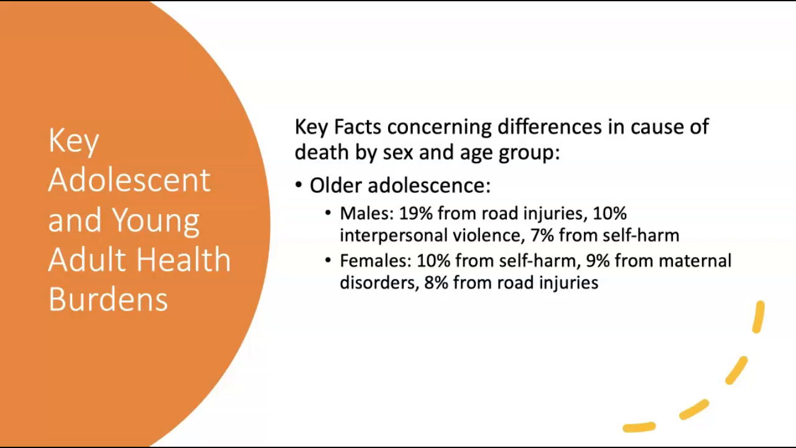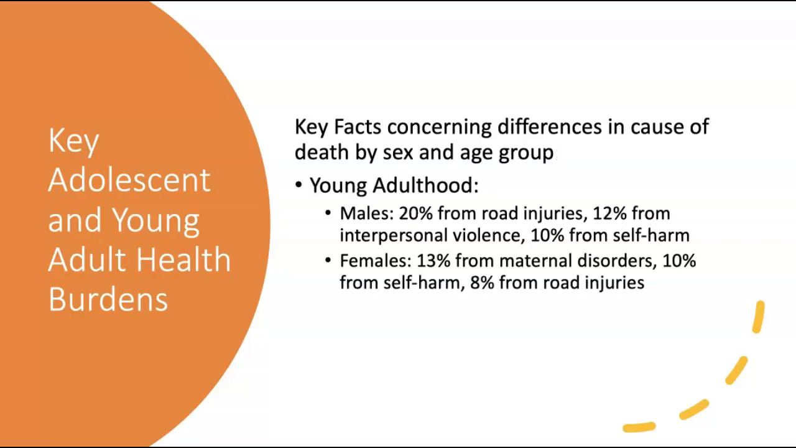For older adolescent males: road injuries, interpersonal violence, and self-harm. For females, again, self-harm and maternal disorders, so looking at those lower middle income countries and the impact of having pregnancy early in life, and road injuries. And then young adults: road injuries, interpersonal violence, and self-harm. So you can see a little bit of the risk-taking in the male populations, and in females more maternal disorders, self-harm, and road injuries. You can see the impact of road injuries coming out loud and clear: in a lot of low middle income countries, there are a lot of injuries related to the poor infrastructure of the roads.